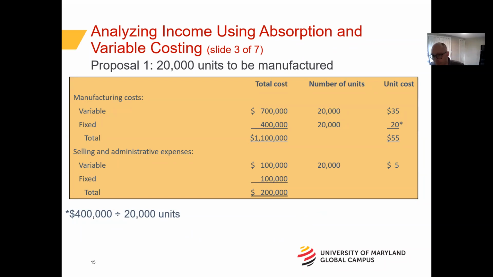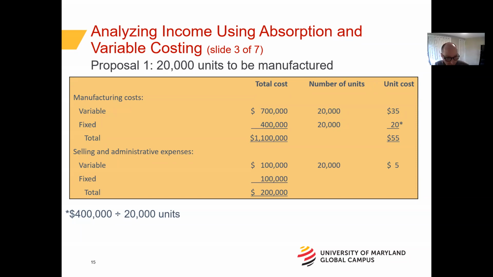So proposal one, let's just make the 20,000 that we know we're going to sell. Okay, great. And proposal two is going to be, let's make 25,000. Let's look at proposal 1. And we're going to look at this from the perspective of both absorption cost and variable cost. So let's make 20,000 units. Our variable cost is $35 per unit. It's $700,000 total variable cost.